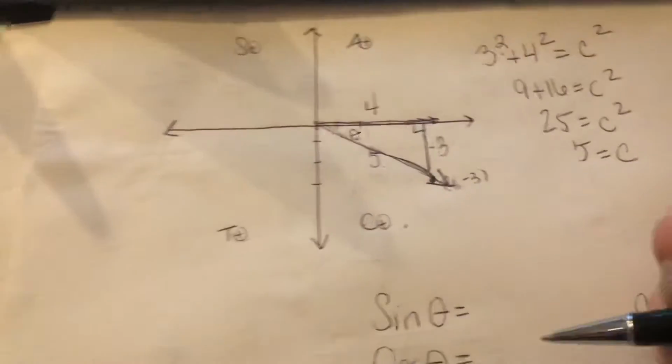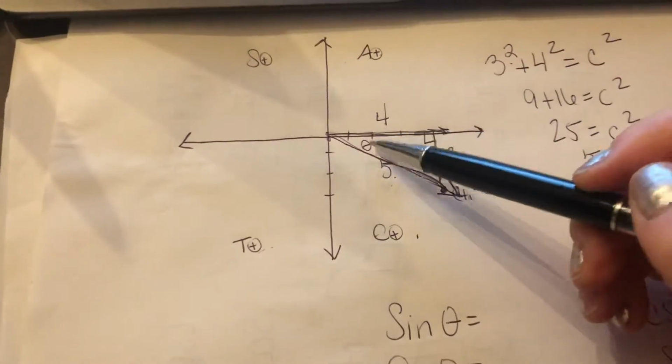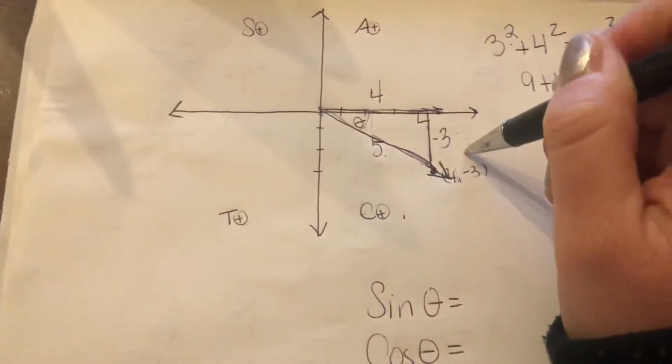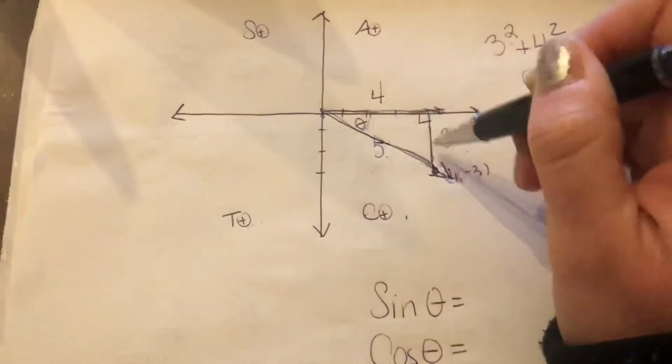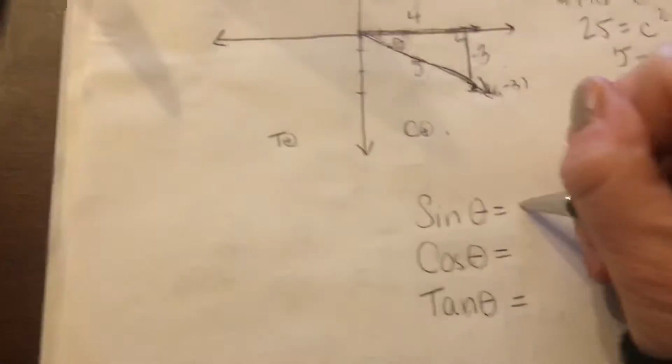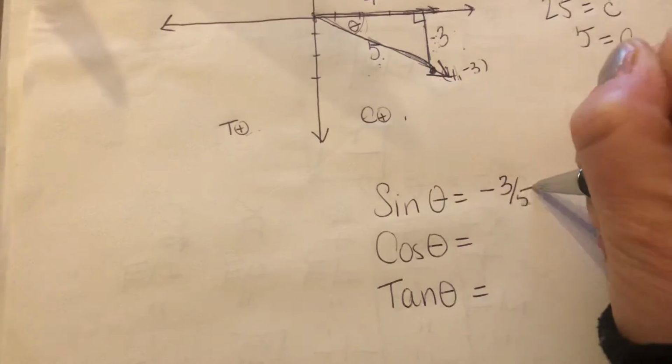All right, so then I could just figure out, what is my sine of theta, right? If I'm standing on this angle here, my sine is opposite over hypotenuse. But be careful, in this quadrant, because your y is negative, your sine is negative. So it's going to be -3/5.